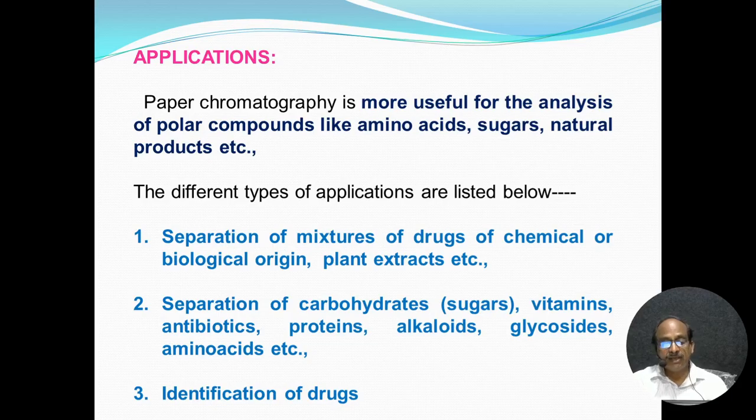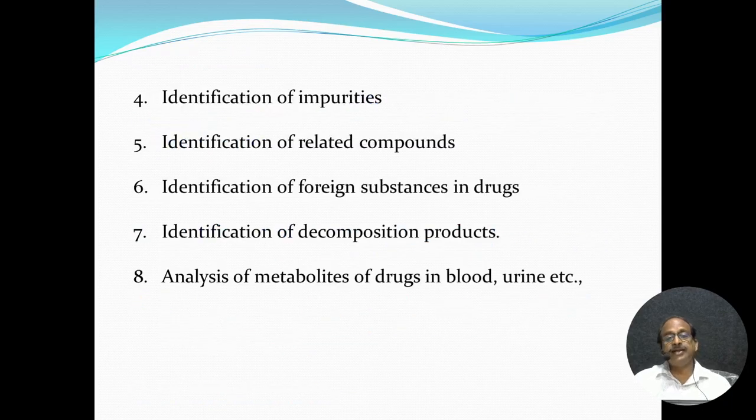What are the applications of paper chromatography? Paper chromatography is used for the analysis of drugs, as we already mentioned. Drugs of chemical and biological origin, plant extracts, separation of carbohydrates, that is the sugars, vitamins, antibiotics, proteins, alkaloids, and glycosides, and identification of drugs are among the most important applications. And identification of impurities: is there any impurity present in the sample? We can purify the sample by using this technique, which is definitely a lot of help.